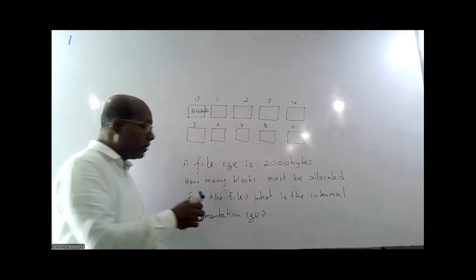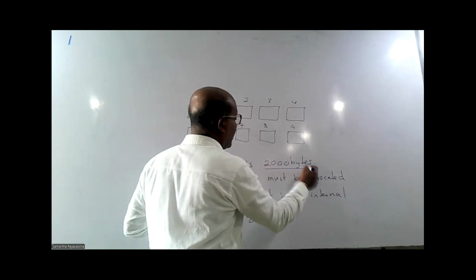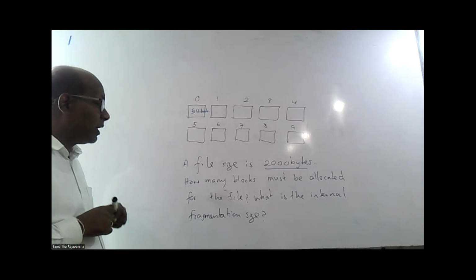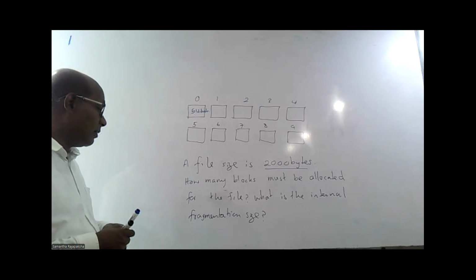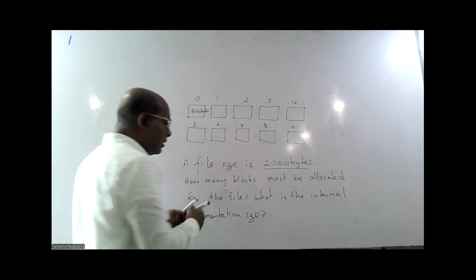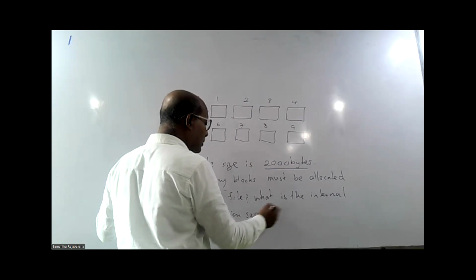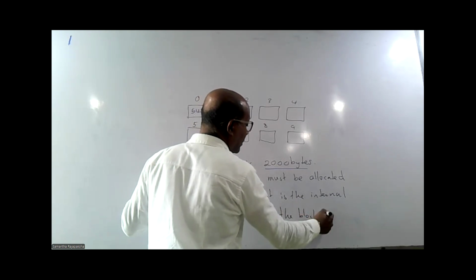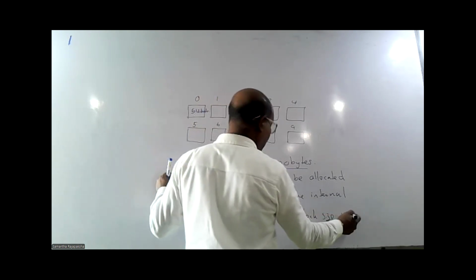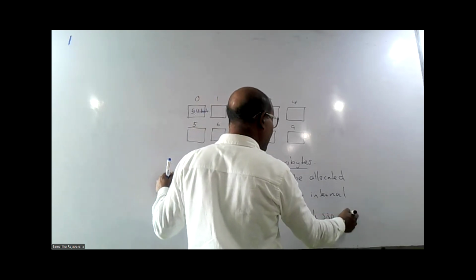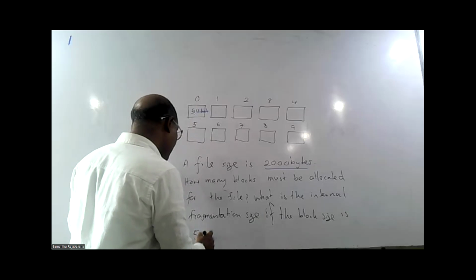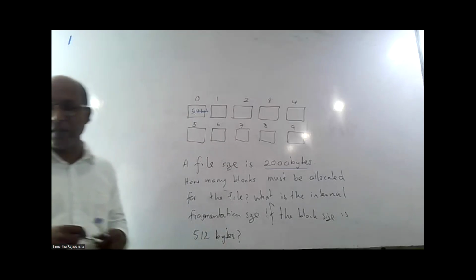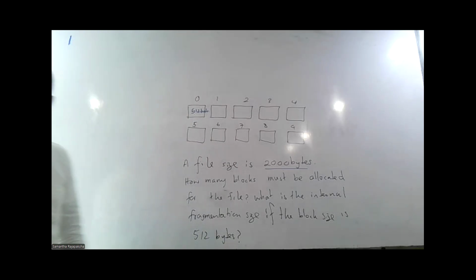File size is 2000 bytes. And how many blocks must be allocated for the file? What is the internal fragmentation size, if the block size is 512 bytes? The block size is 512. Then how do you do the calculation?